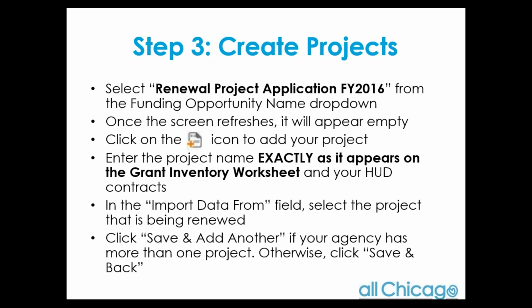Once you finish with that step, you'll go to step 3 of creating your projects. You actually have to create your projects in eSNAPS as well. The first step is, again, registering for the funding opportunity, and then you can finally add your projects. You won't be able to add your projects until you complete that step. You'll click on the icon with the paper and the little plus sign to add your project.